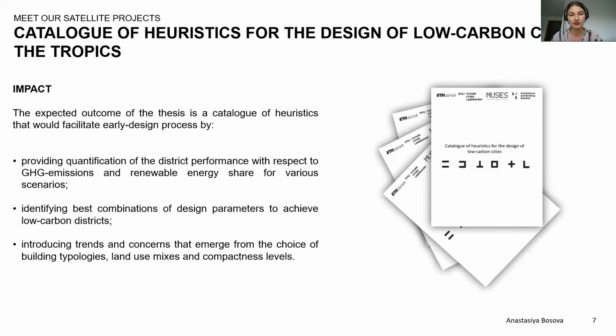The expected outcome would also be to identify important trends and concerns that emerge from the choice of building typologies, land use mixes, and compactness levels, as well as the interdependencies among them. In this way, the findings will help to facilitate the design process and to inform decision makers at the early design stage on relevant heuristics for the design of low carbon districts in the tropics.